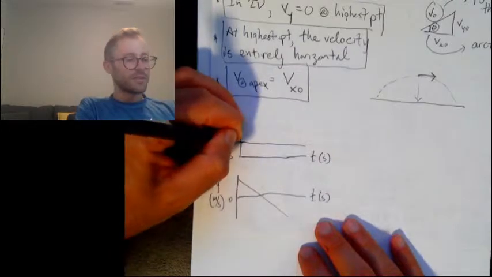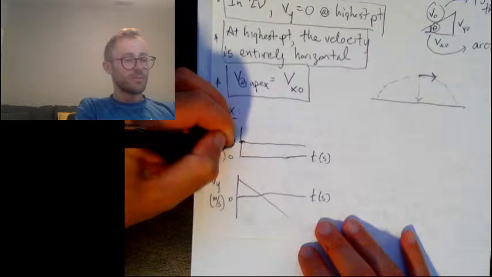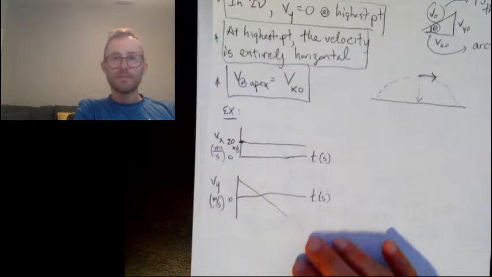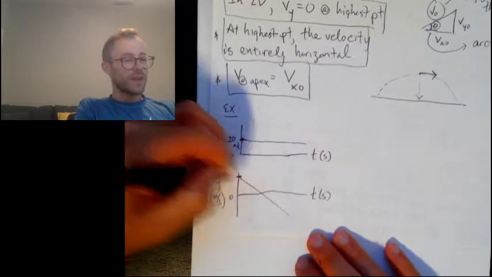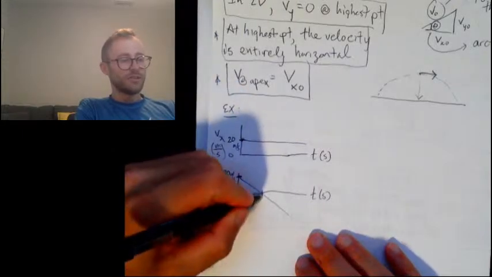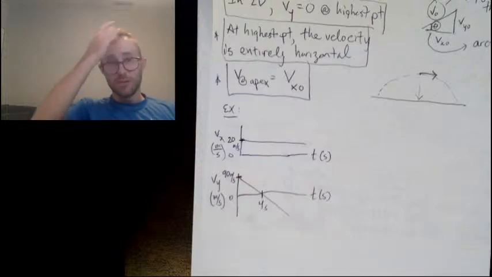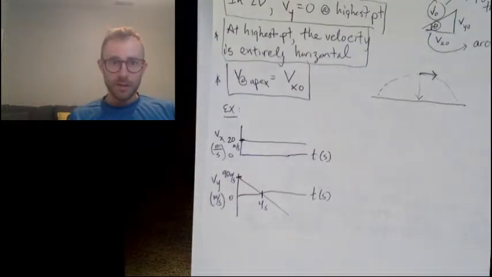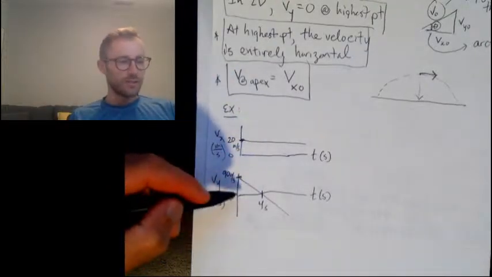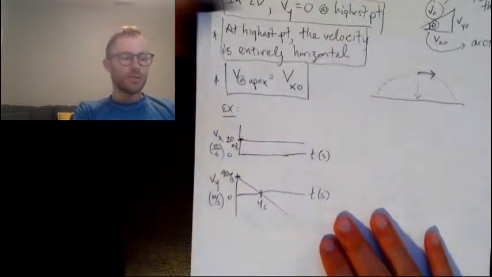And let's say that this graph starts at 20 meters per second. This graph starts at 90 meters per second, and it reaches 0 at 4 seconds. So this is not a launch on Earth, okay? This acceleration is not -10, okay? So let's just go through some questions here.